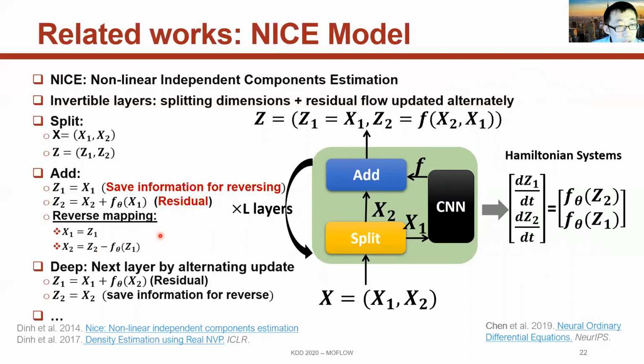How can we build deep models? We can stack these layers layer by layer by alternately updating different parts. For example, in this layer, we keep x1 the same. For the next layer, we keep x2 the same, z2 the same.